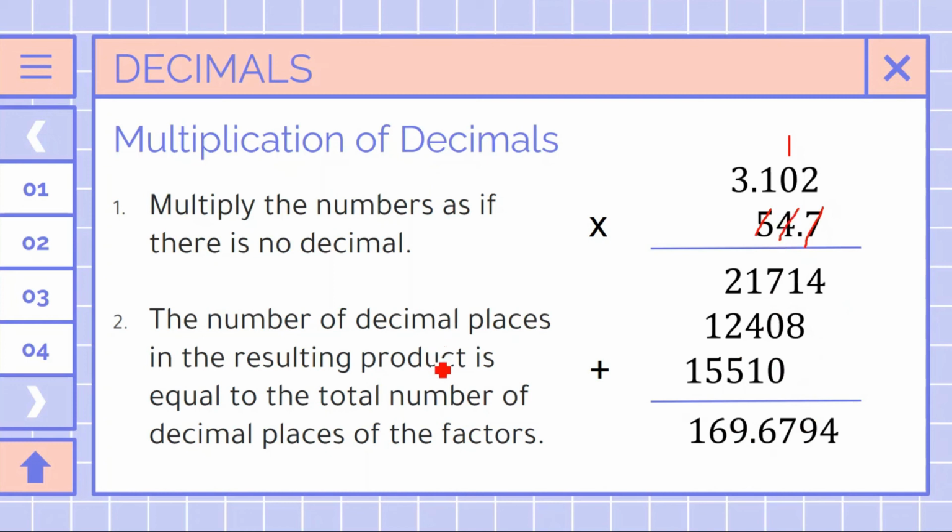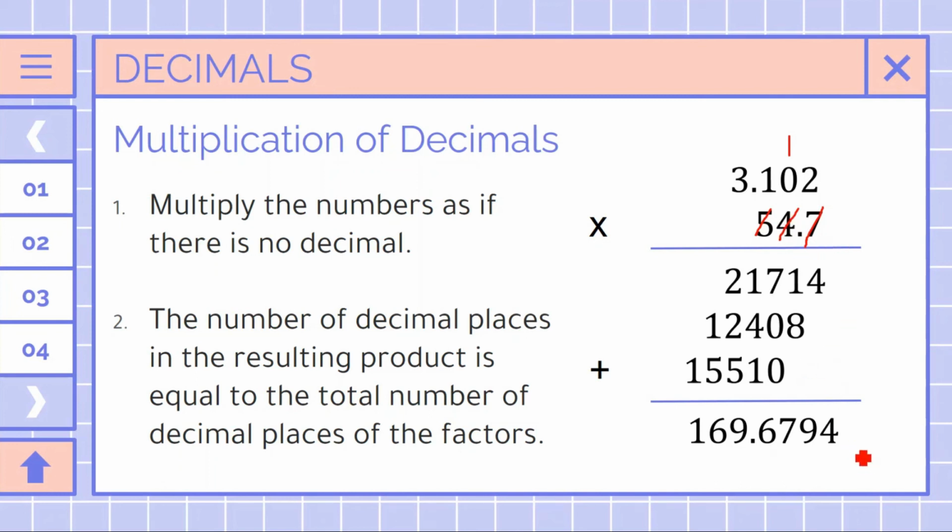So next, the number of decimal places in the resulting product is equal to the total number of decimal places of the factors. So bibilangin nyo kung ilan yung decimal numbers sa given factors nyo. So 1, 2, 3, 4, since ito yung decimal numbers natin, since sila yung nasa right side ng decimal point.